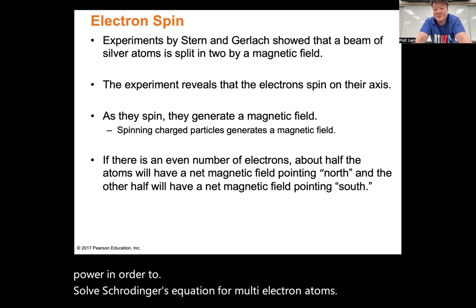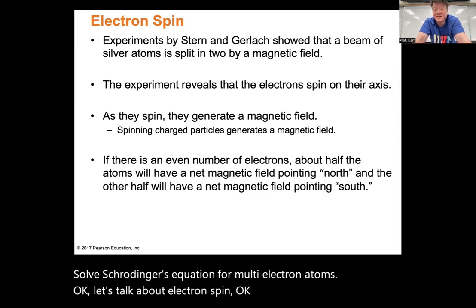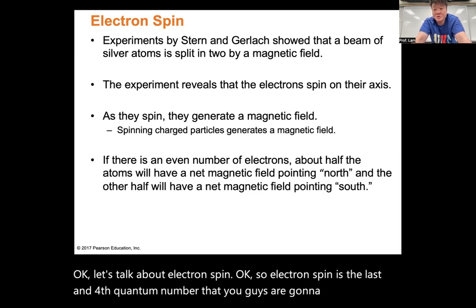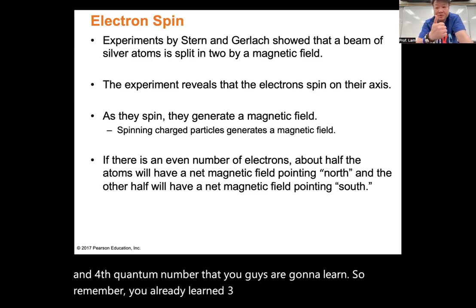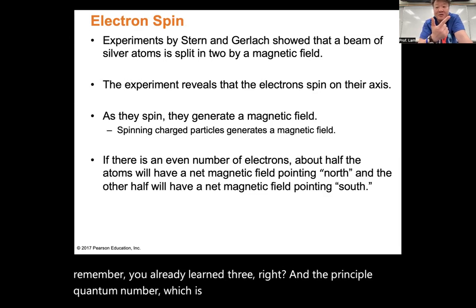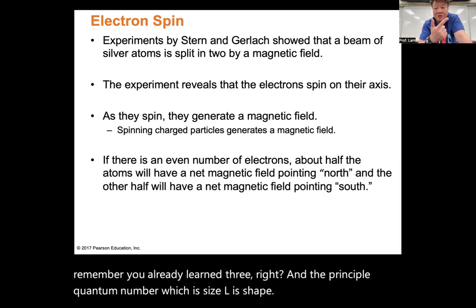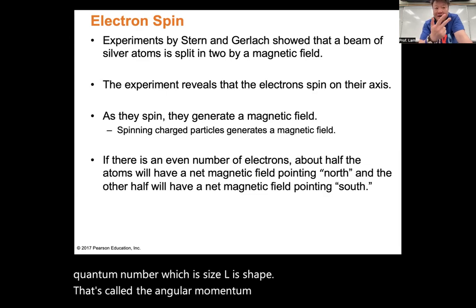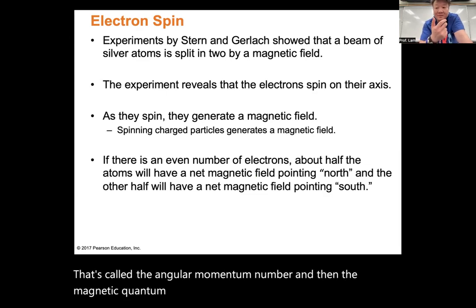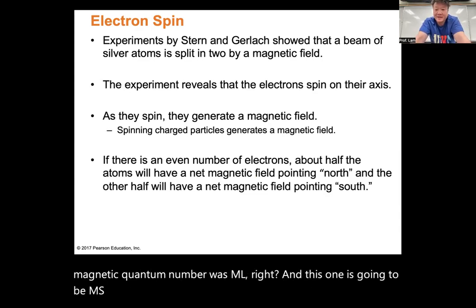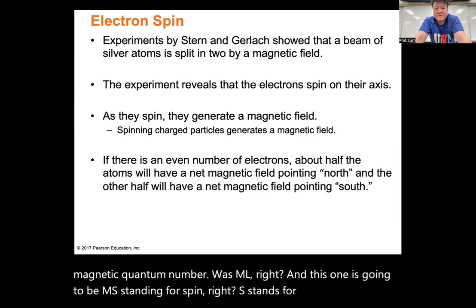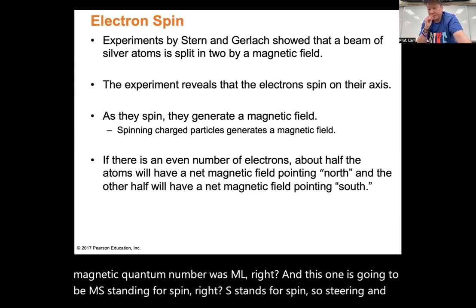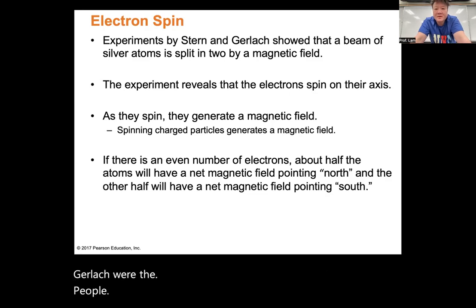Okay, let's talk about electron spin. Electron spin is the last and fourth quantum number that you guys are going to learn. So remember, you already learned three, right? N, the principal quantum number, which is size. L is shape, called the angular momentum number. And then the magnetic quantum number was ML, right? And this one is going to be MS, standing for spin. S stands for spin. So Stern and Gerlach were the people responsible for discovering the electron spin.